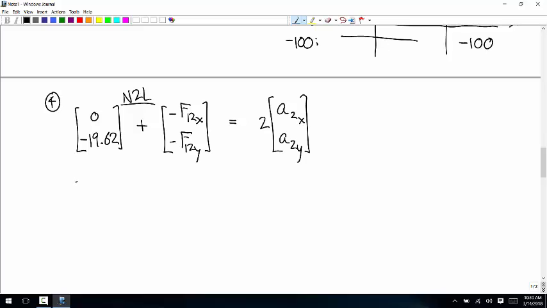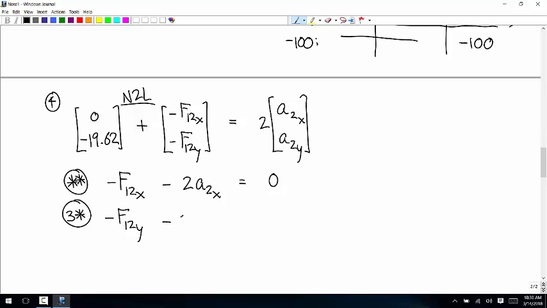And so we have equation double star that says negative F12x minus 2a2x is equal to 0. And equation 3 star that says negative F12y minus 2a2y is equal to positive 19.62.